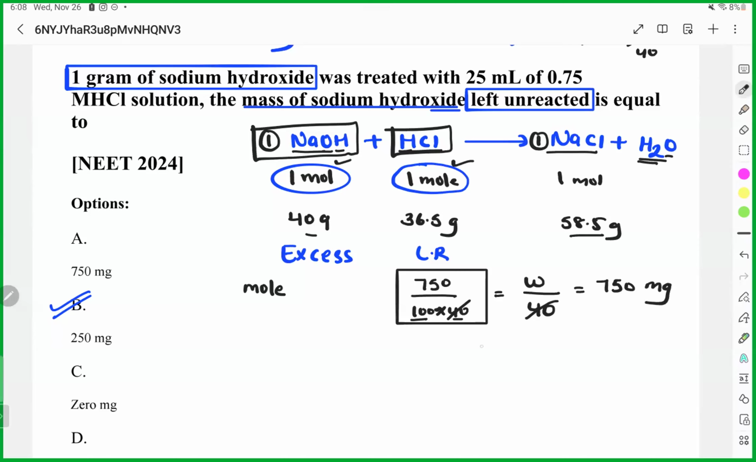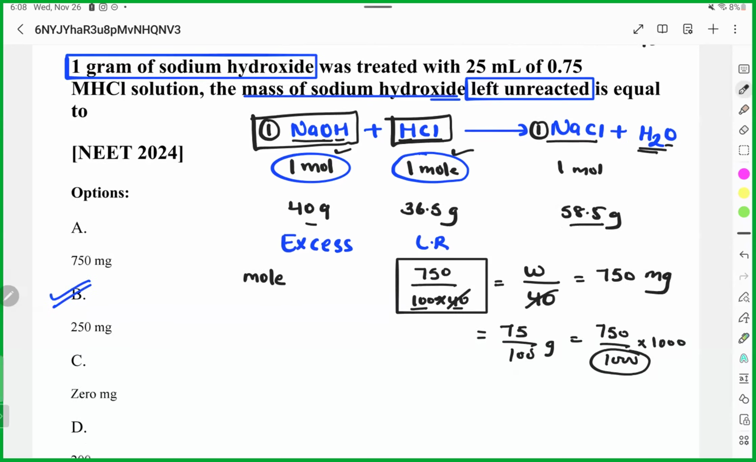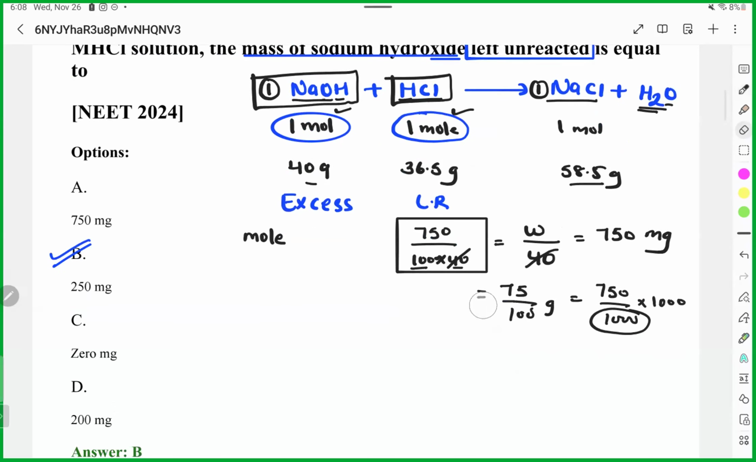Actually, this was 75 by 100 gram. If you want to convert into milligram, what will you do? Multiply with 1000, right? 1 gram is equal to 1000 milligram. Yes or no? Yes, sir. I'll do it again.